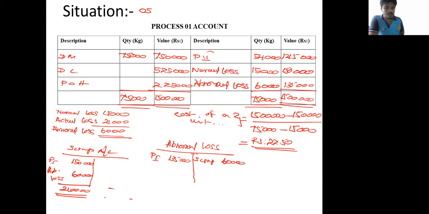Then when we are selling these, 210,000, let's assume we have been paid in cash, 210,000. Then cash account debit, scrap account credit, 210,000. Then the abnormal loss account balance, I think it's 75,000 now. That one can be transferred to the profit and loss account.